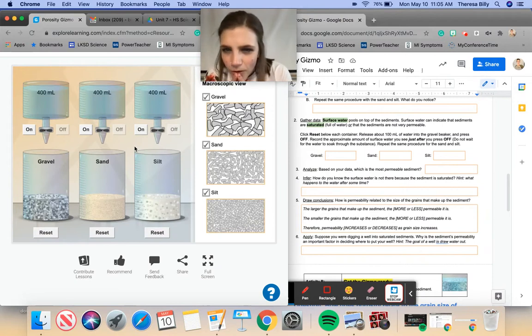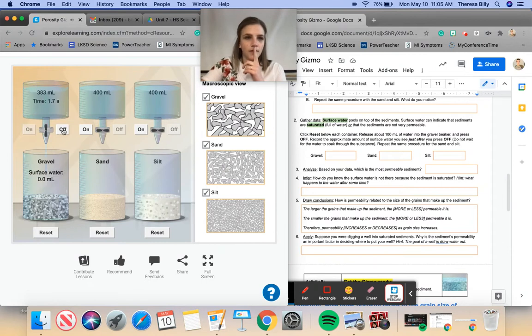Is that what I'm doing? Record the approximate amount of surface water. Yeah. All right, so here we go. Are you ready? We're going to do gravel first. We're going to stop it just at 300, and you're going to take a look at how much surface water there is. 0 milliliters of surface water for gravel. So what does that tell us? That tells us that the water that we were adding went straight through the gravel and went straight to the bottom of that container.